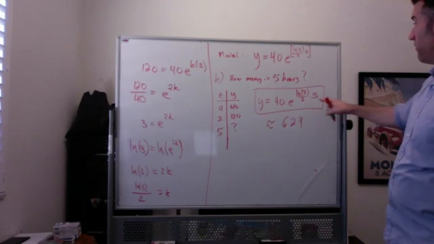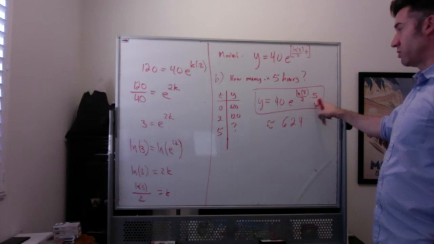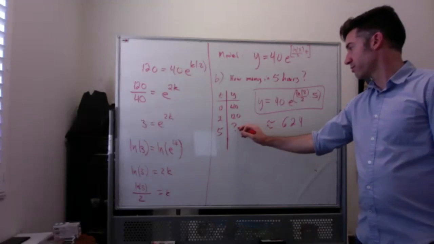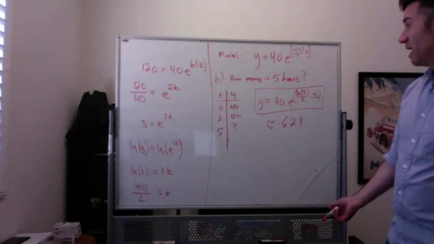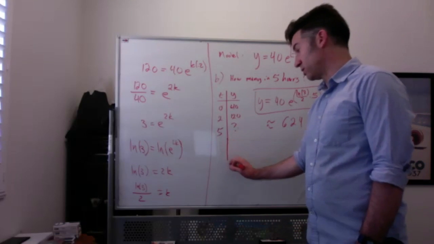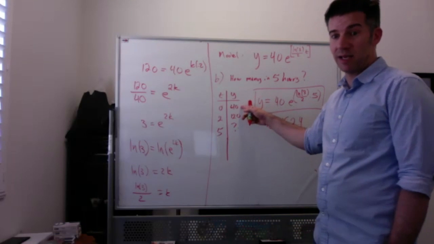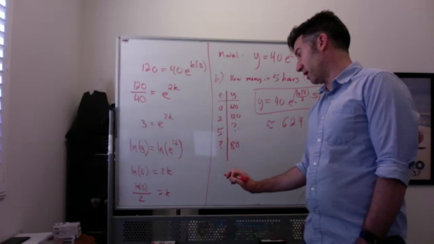So I plugged in 5 for t, and I got 40 e to the natural log of 3 over 2 times 5, which is approximately 624. And then the other question, question C, is how long does it take for the population to double? So if I started with 40 bacteria, I'm asking how long it takes to get to 80. I'm asking for the time.